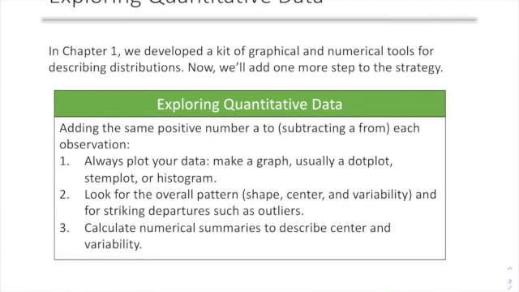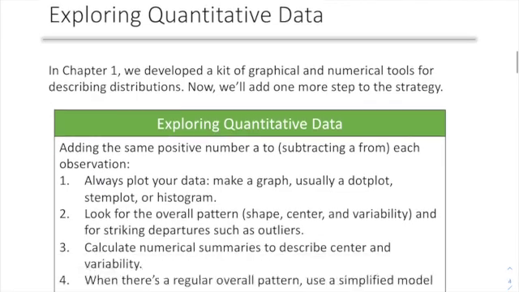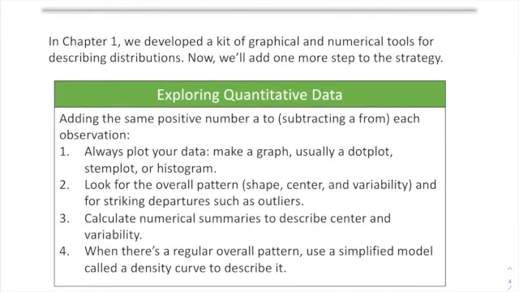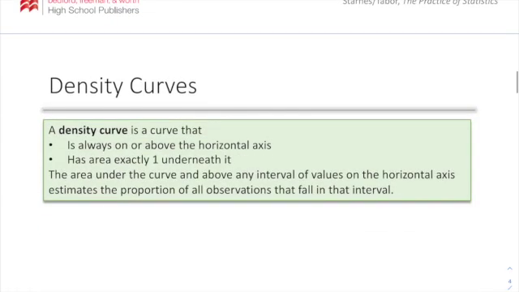So, in chapter 1, you kind of created a toolkit on graphical and numerical summaries for distributions. You always plot your data, make a graph, usually it's a dot plot, stemplot, or histogram. You look at the overall pattern, and then you calculate the numerical summaries. Then what we're going to add to this is step 4 here. When there's a regular overall pattern, we use a simplified model called a density curve to describe it.